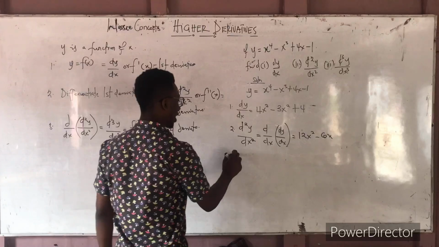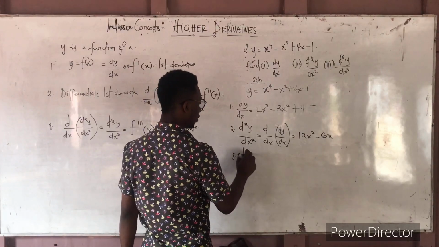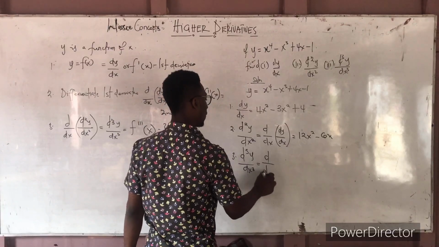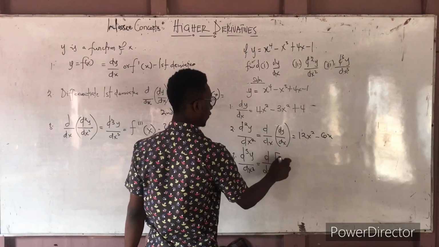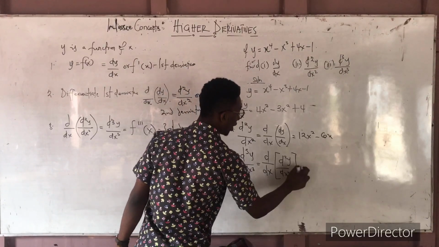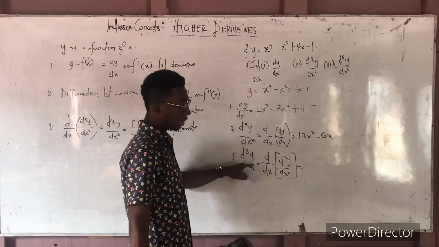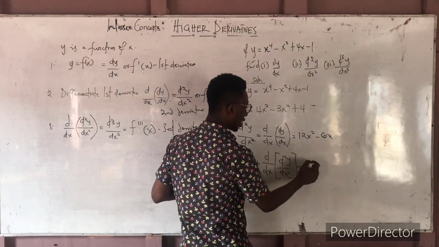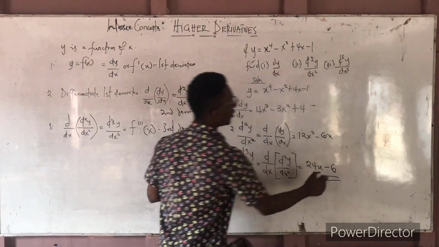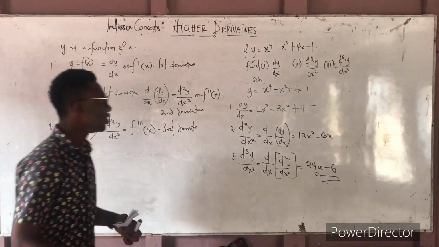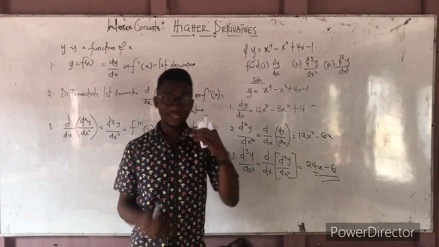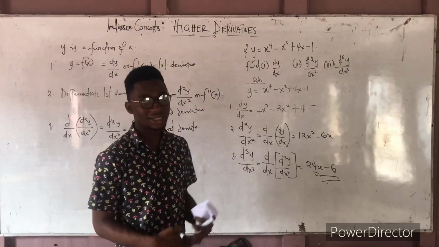Okay. Now the third one says you find the third derivative, d cubed y over dx cubed, and this is the same as d/dx of the second derivative, d squared y over dx squared. So differentiating the second derivative will give you the third derivative, which is equal to 24x minus 6. Okay, so this is the idea of higher derivatives. You can go on differentiating to the fourth derivative and the fifth derivative. That is what higher derivatives are.